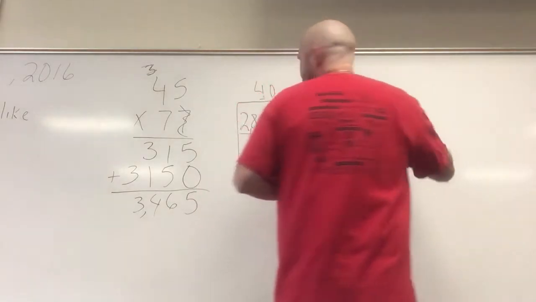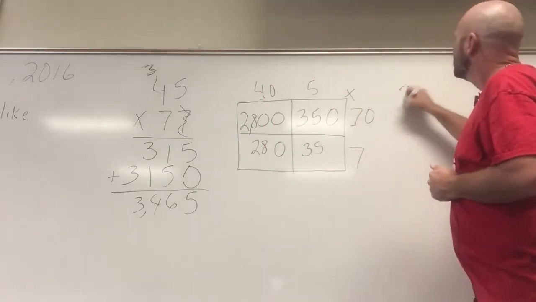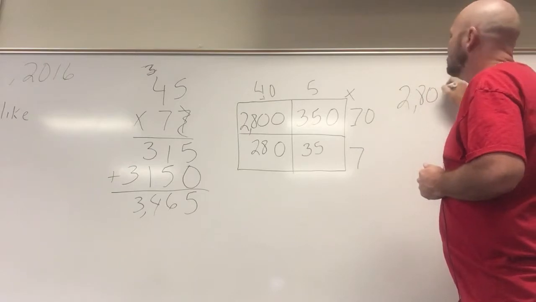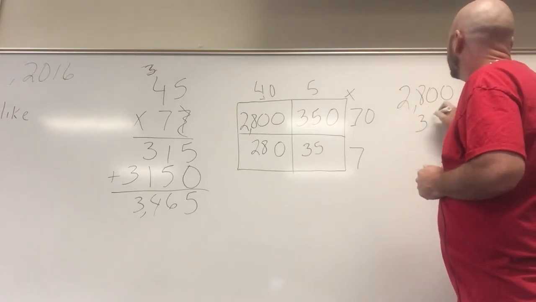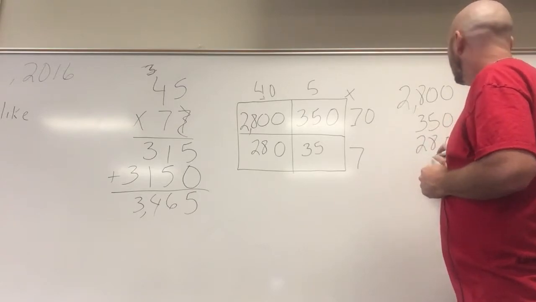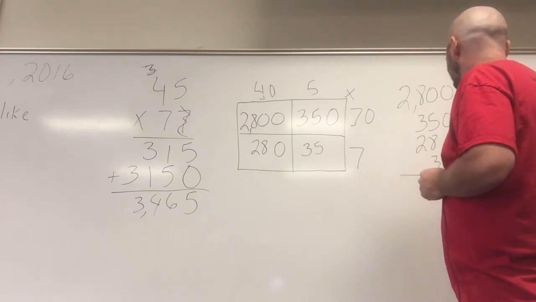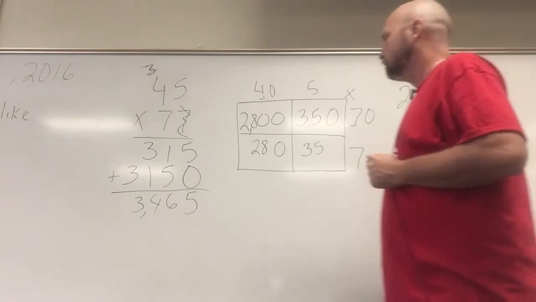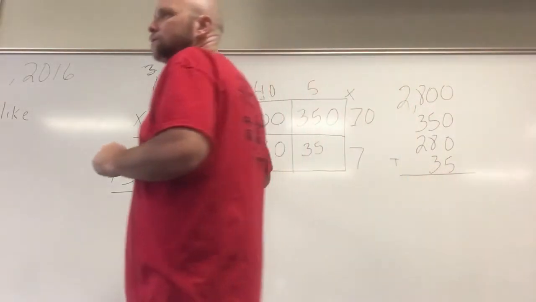Okay. So then we add them together. We add from every box 2,800, 350, 280, and 35. And if we did this correctly, and we did this correctly, they should be the same number.